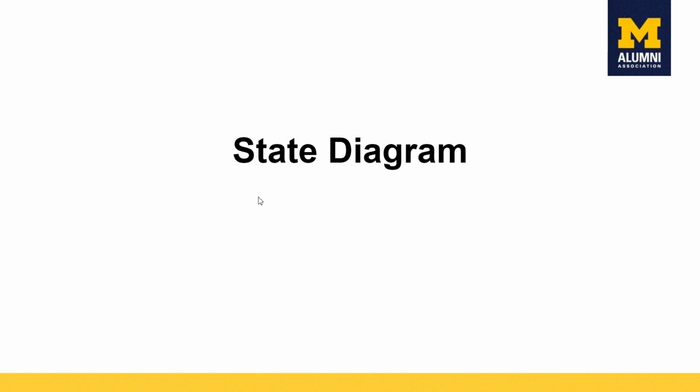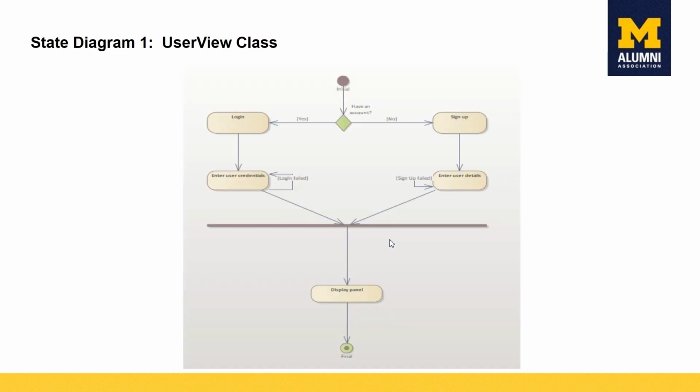So now let's go over the state diagram. The first state diagram is for the user view class. First, I'm going to start with the initial state here. They will decide whether they have an account or not. If they do have an account, they will log in. If they do not, they will sign up. Here, in login, they enter user credentials, username or email and password. If that fails, they will be asked again to enter their credentials. And if they succeed, they will go to this join.